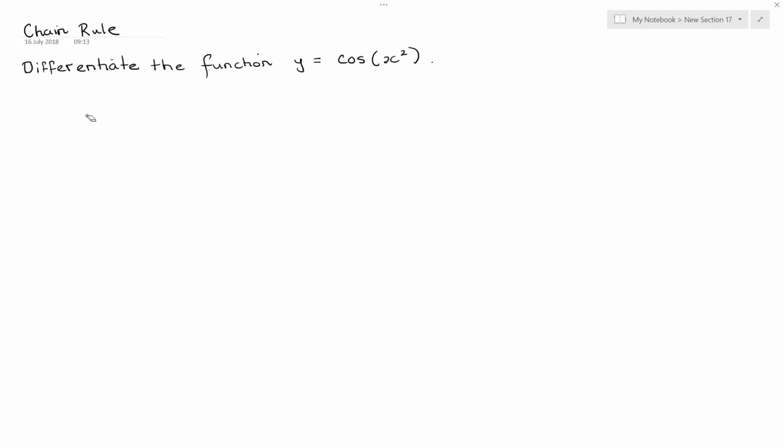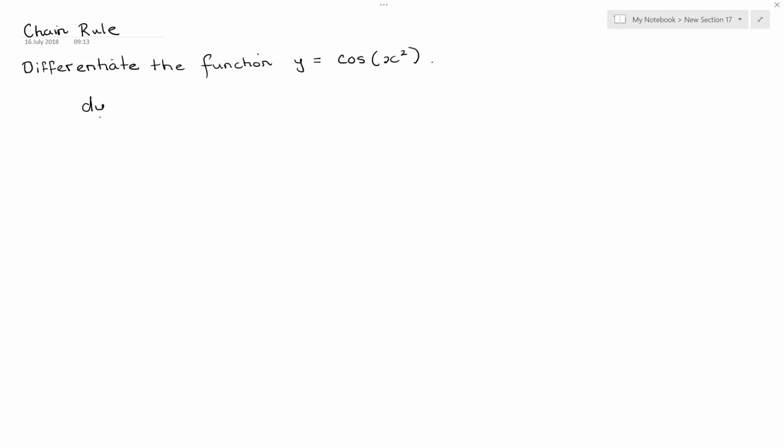In this example, we've been asked to differentiate the function y is equal to cos of x squared. Now, as you can see here, we have two functions. We have the function x squared and the cosine function, and the cosine function is acting on the x squared. So in this example, we say this is a function of a function. So when we differentiate a function of a function, we must use the chain rule.